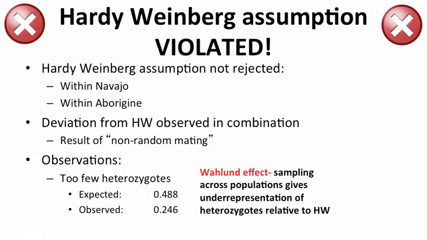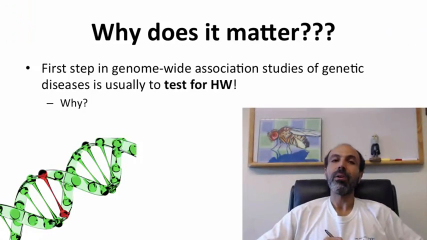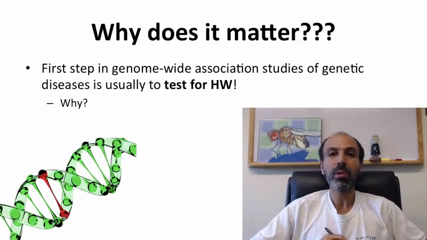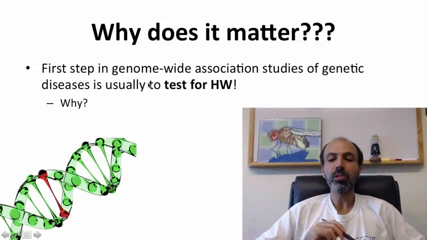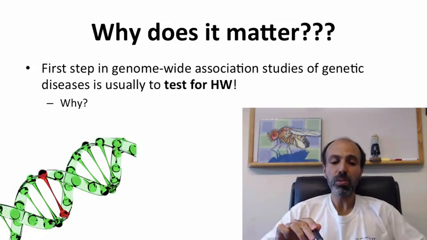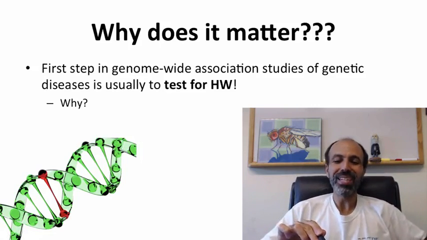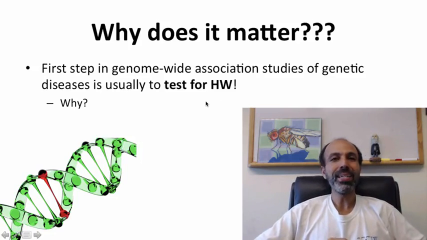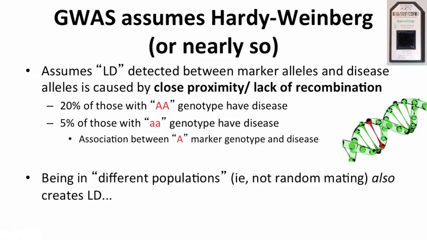But let me ask you a different question first. Why does it matter if something's at Hardy-Weinberg or not? Well, in fact, the first step in genome-wide association studies for genetic diseases or any trait is, or should be, to test for Hardy-Weinberg. Now, why is that? Genome-wide association studies assume Hardy-Weinberg is true, or that you're very, very close to it. Basically, you're assuming that there's linkage disequilibrium caused by close proximity between marker alleles and disease-causing alleles.